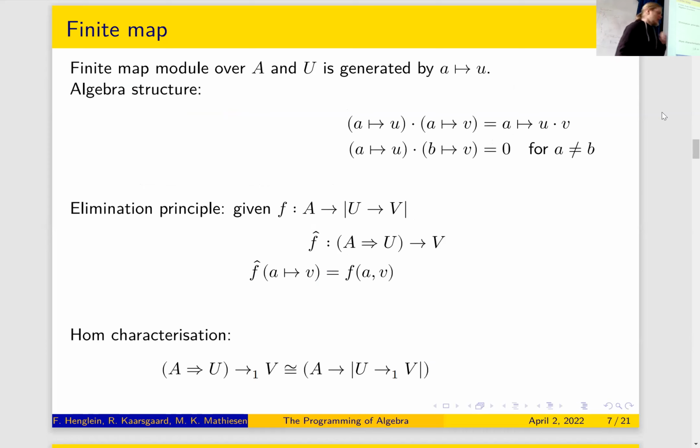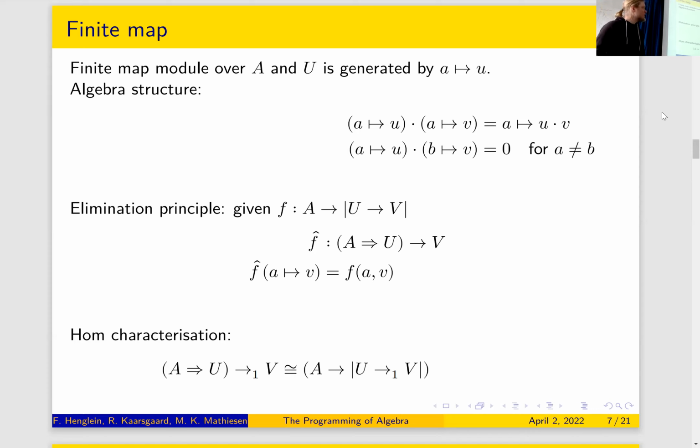Okay, so here's yet another construction. It's kind of a generalization of the free modules. I call this a finite map module. Here we're given a set and a module, and generators are: we take a set element and then an element of the module, and we have these primitives that A maps to U. So think of any given finite map as a finite combination of these: this key maps to this value, this key maps to this value, and so on.